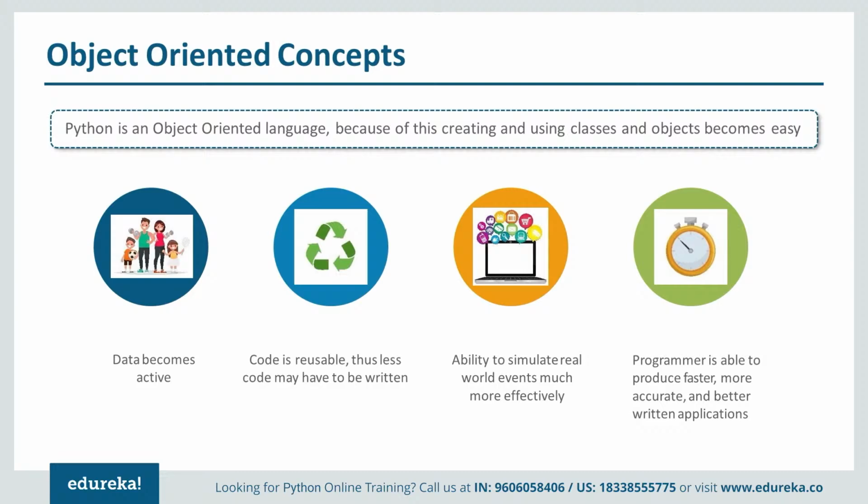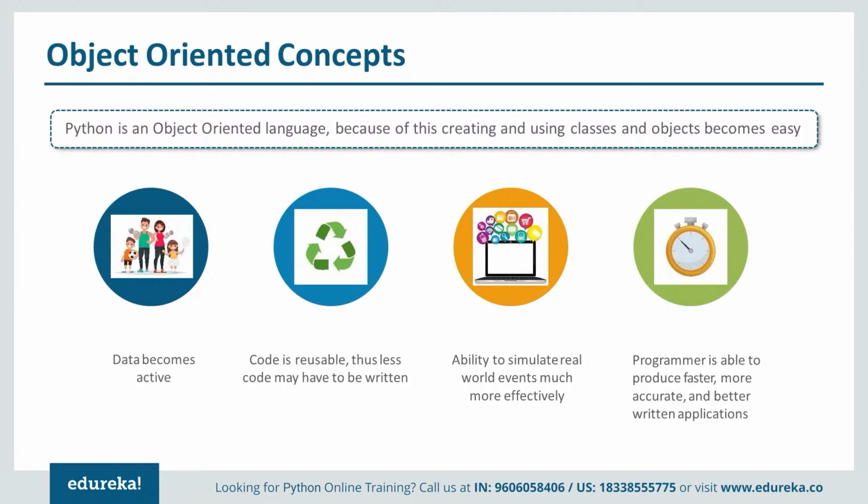So Python is an object-oriented language. It's not only object-oriented, I would say it's functional as well. It supports procedural programming also. Because of this, creating and using classes and objects becomes easy. So because of this feature, it supports creation of classes and objects, and data becomes active using this paradigm. Code is reusable, and thus less code has to be written.